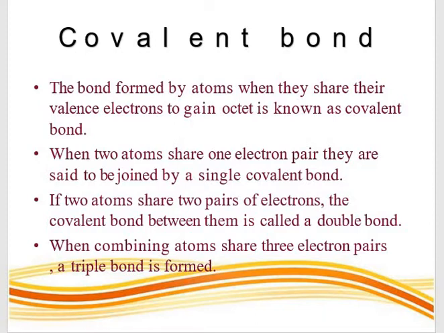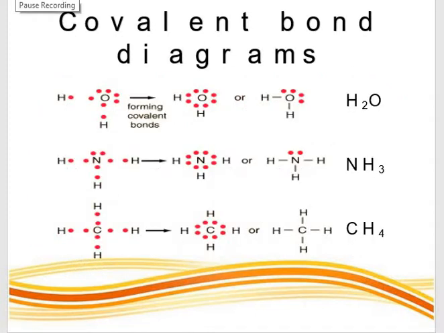The attractive force which exists due to the mutual sharing of electrons between two atoms of similar electronegativity, or having a small difference in electronegativities, is called a covalent bond. Let's see some covalent bond diagrams. Here is the structure of H2O, NH3 and CH4. What is happening in H2O?